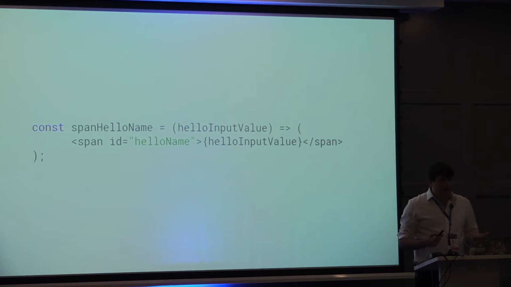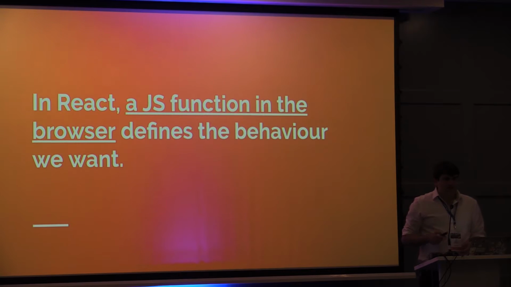In a standard plain old JavaScript or plain old React application, we'll have essentially a function that looks something a bit like this, which is going to interpolate our string for us. It's going to take the value from that particular text box, and then it's going to put it inside of our span. In React, that code that defines what we want to happen lives inside the browser. It's a JavaScript function that's going to be executed inside the browser on the user's computer.